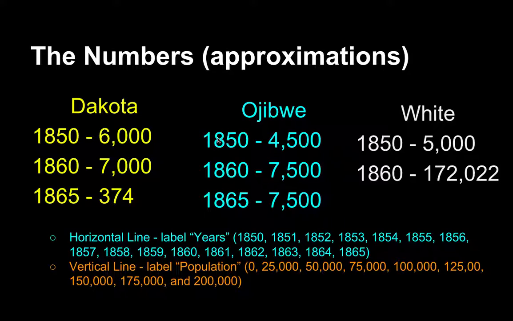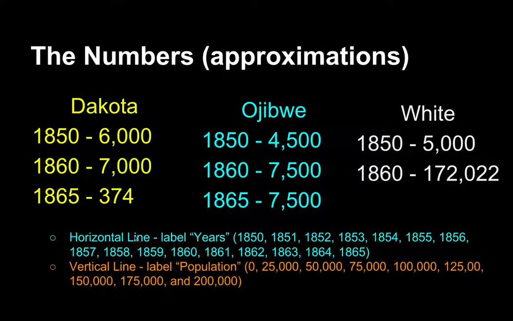Ojibwe numbers. In 1850, there were 4,500 Ojibwe. In 1860, the population went up to 7,500. In 1865, there was still 7,500. So notice the difference here between Dakota and Ojibwe numbers. Something significant happened where the Dakota population dropped. And then here is white numbers. In 1850, 5,000. So right there with the Dakota and Ojibwe, kind of right in between the numbers in 1850. Wow, by 1860, a significant increase in population.